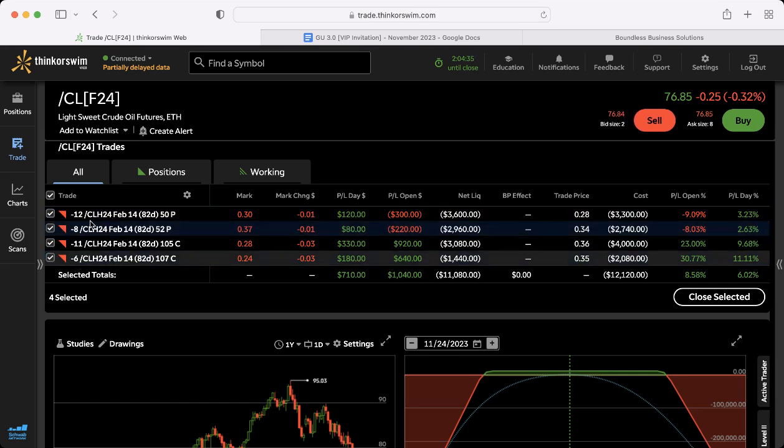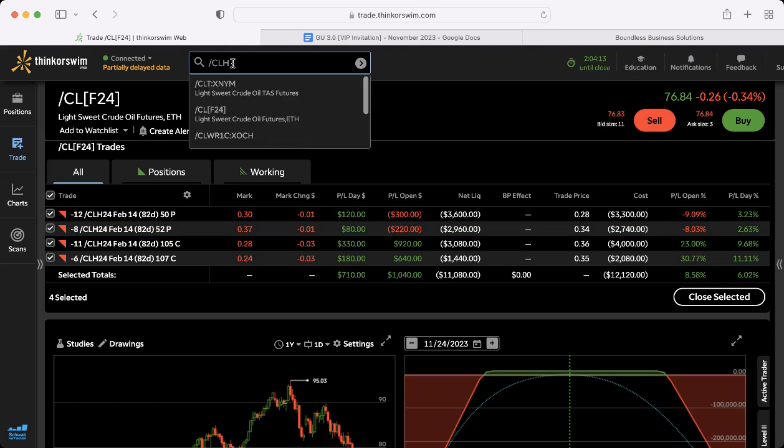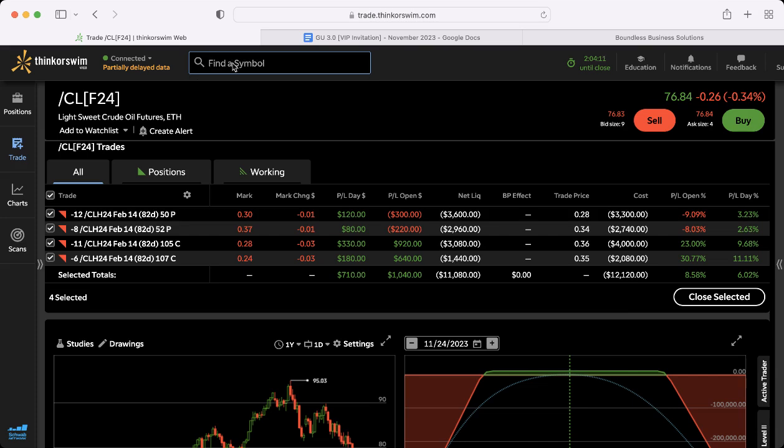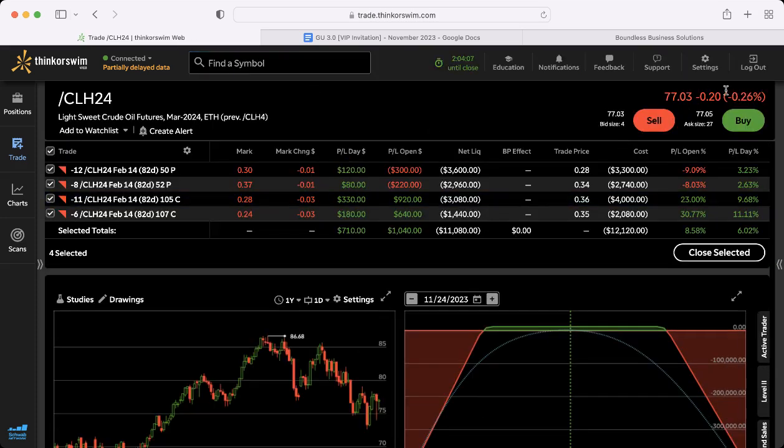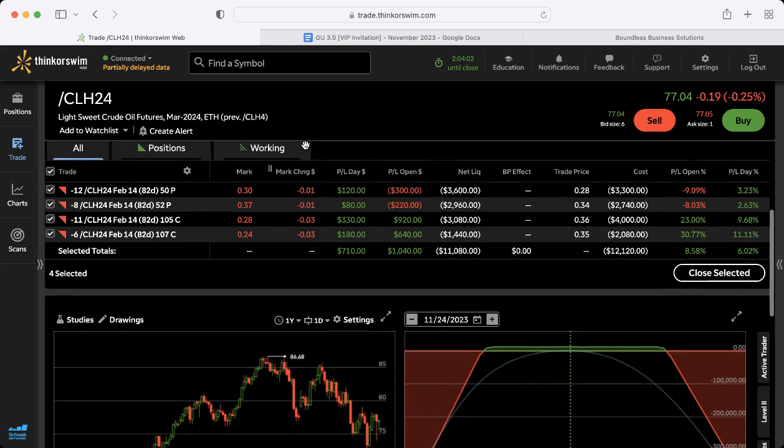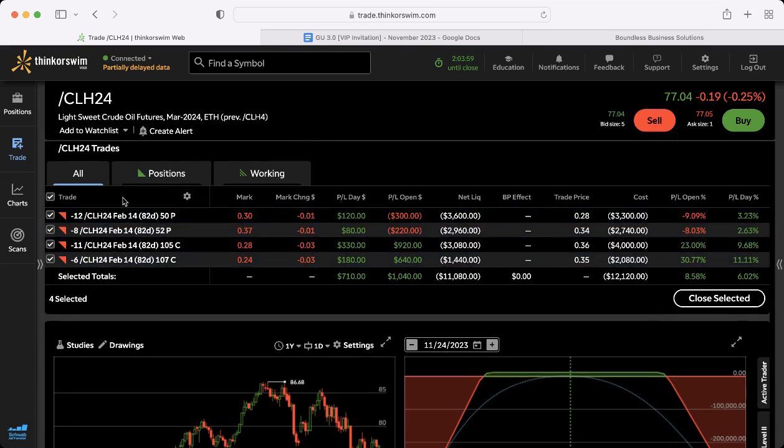Again, now this is the CLH. We've actually sold the CLH, which is the March contract, but this has a February 14th expiration. So all that information is right here. Let's take a quick look to see what kind of difference there is. If we were to type in CLH24, that's going to give us a little bit different price here. 77.04, down 19. And this is actually the market that our options are based on, the March contract.